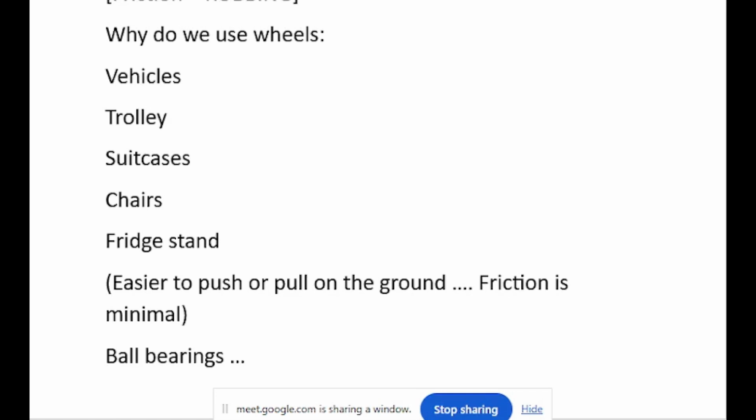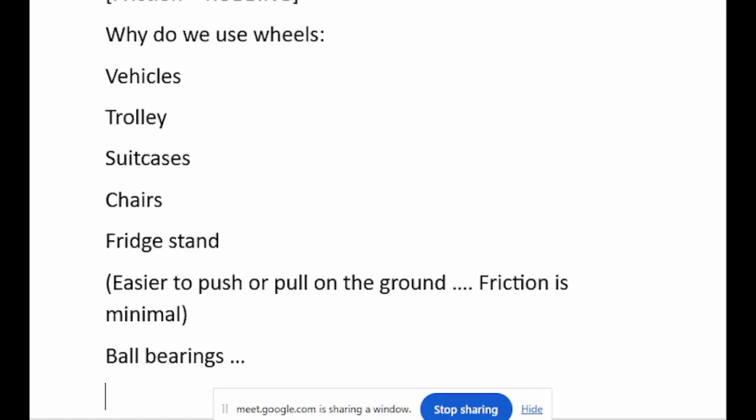Even the sliding glass doors we use, top and bottom you will have ball bearings. In many cases we have ball bearings. So it will move very smoothly. That is ball bearings. All these work on one principle, that rolling friction is very less.